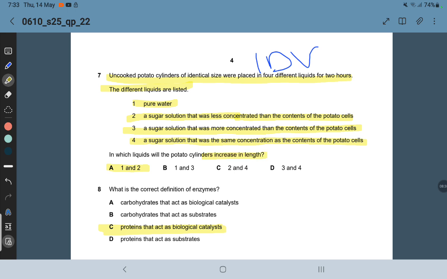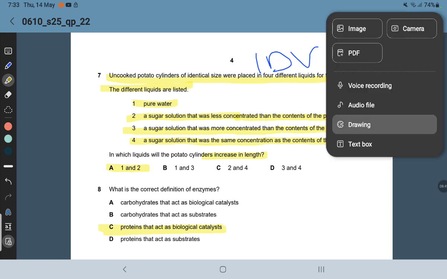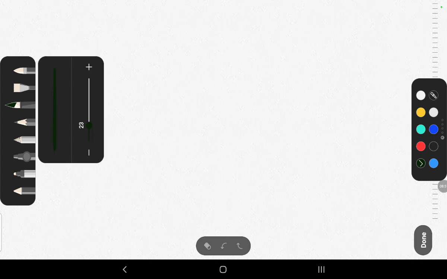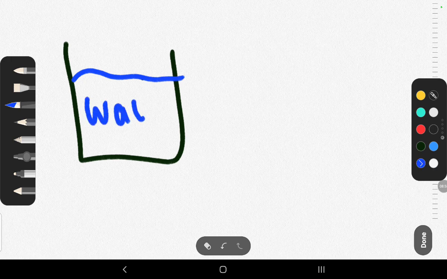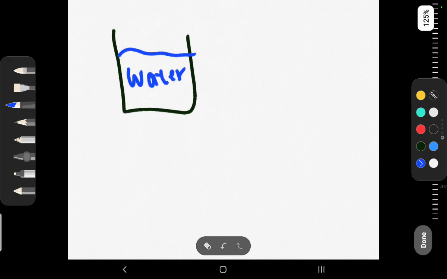Well, obviously it's 1 and 2, because pure water has a higher water potential. Pure water will have a higher water potential, and more water molecules will be present in that solution. It's just an illustration for that. We can have a beaker containing only pure water, and I have my potato tissue here. So more water will move by osmosis into the potato tissue.